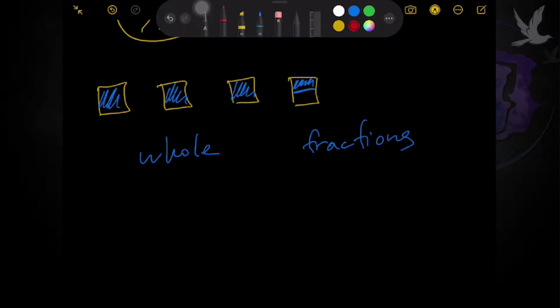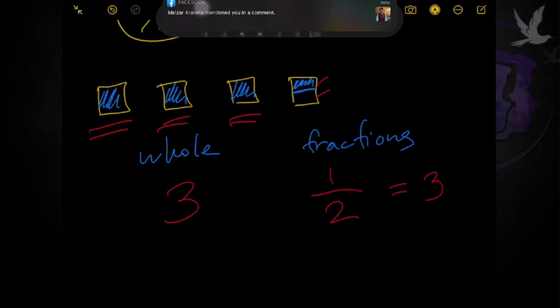How many whole numbers, whole units, do you have? 1, 2, 3. How about fractions? You have 2 units, you have 1, 2. You basically divided it by 2. So our denominator is 2. And how many parts are shaded? You basically have only 1 part shaded. So putting them together, that's equivalent to 3 and 1/2.